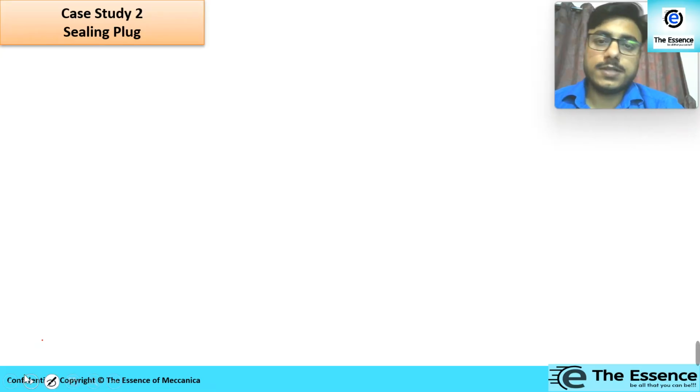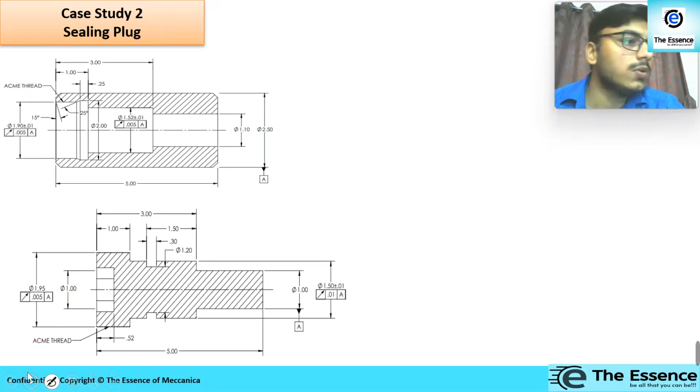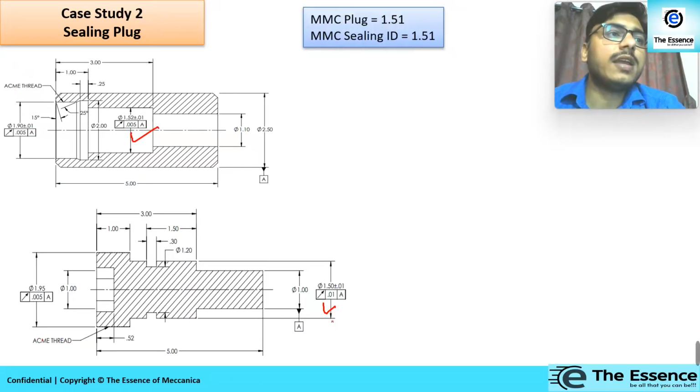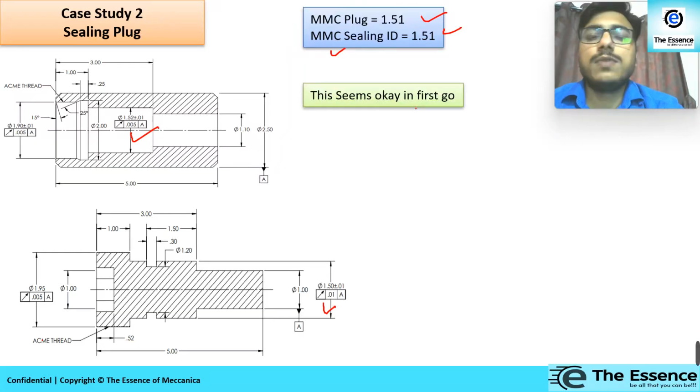Now let us see what is going to happen with that sealing plug assembly. So here, as we know, we are mostly interested in these two dimensions, right? What we can do is calculate the MMC of the plug and the MMC of the sealing ID. Both are almost there. In the first go, you will see in the worst case it is going to be the same. There will be at least some extrusion gap whenever it gets manufactured at its mean dimension. So it seems okay in the first go.